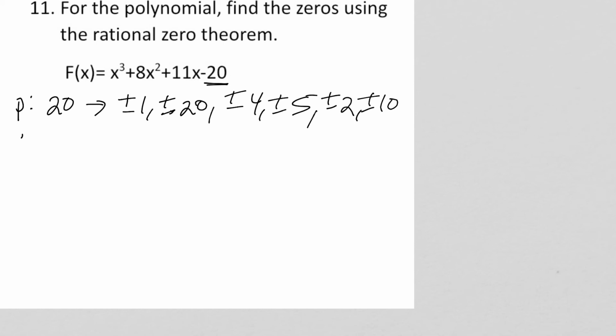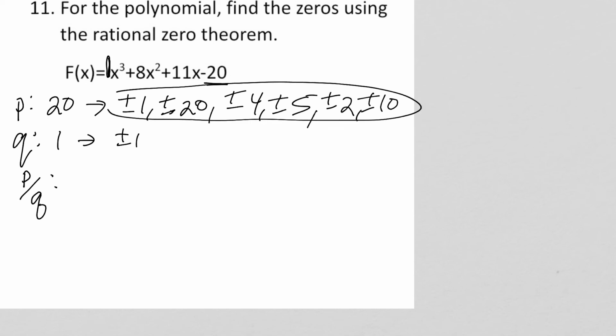Then I'm looking for my q number, which is the one in the leading coefficient, which is the imaginary 1. So that's just plus minus 1. So if I take all my p's and divide by q, which is 1, I'm basically going to get all of these back. So all of these are p divided by q. I said to go ahead and graph this on your calculator or on Desmos to see which of these actually work. So I'm going to do this right now on my calculator. Just give me a minute.